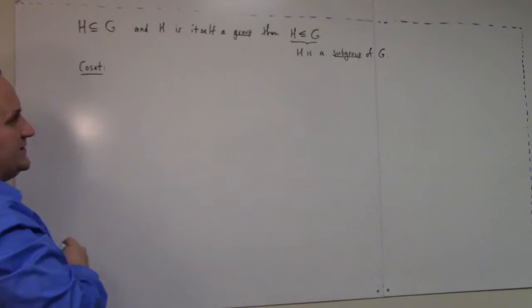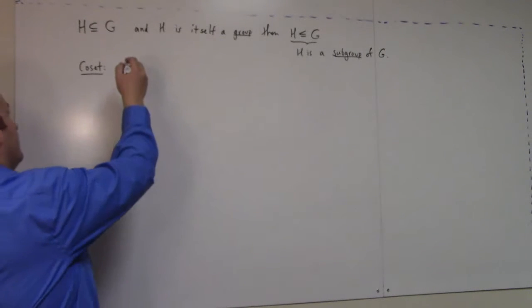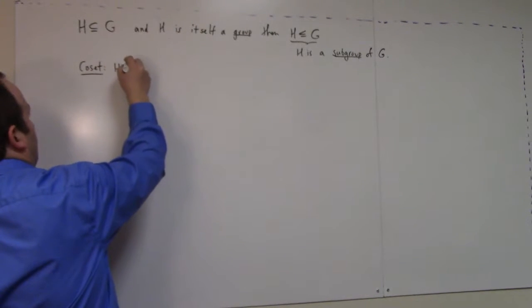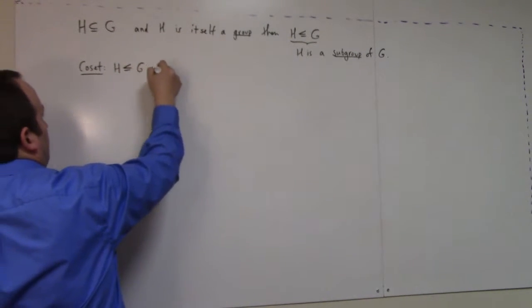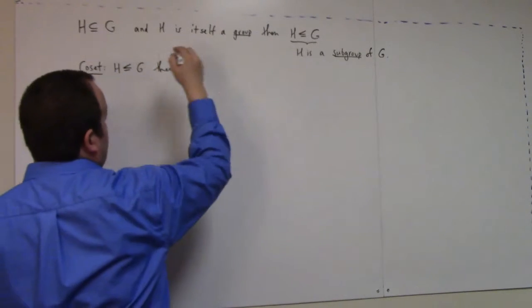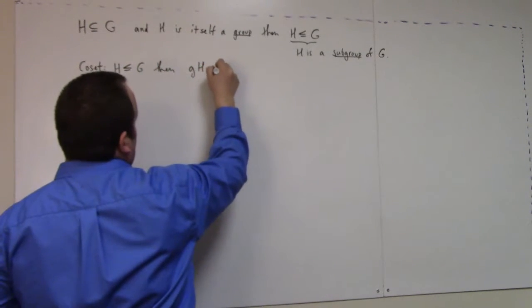The coset is based on a subgroup. So if I have H is a subgroup of G, then you can do things like gH. Okay, so what is that?